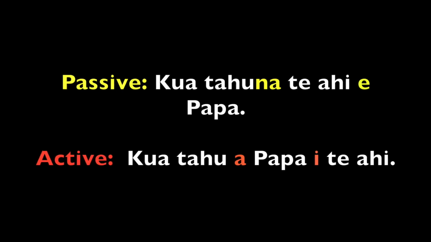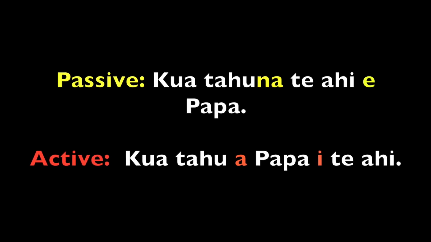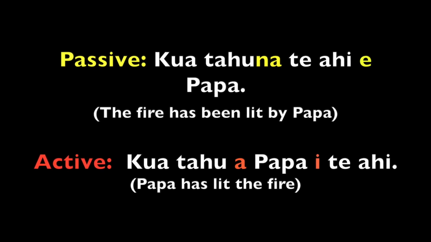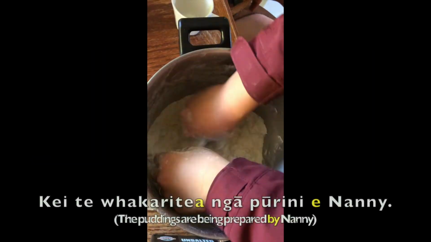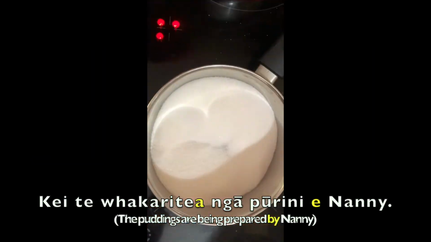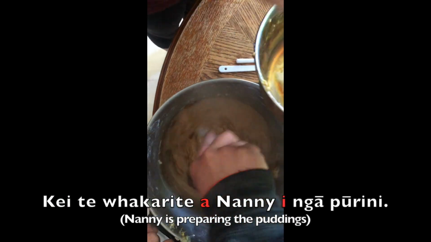This shows us the difference between the passive form and the active form. This shows us the translations into English and how they differ. Kei te whakaritea ngā purini e neni. Kei te whakaritea neni i ngā purini.